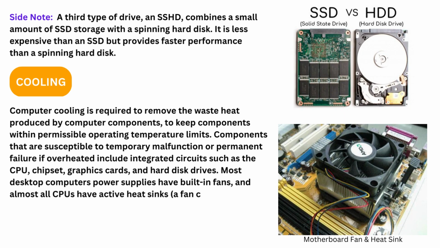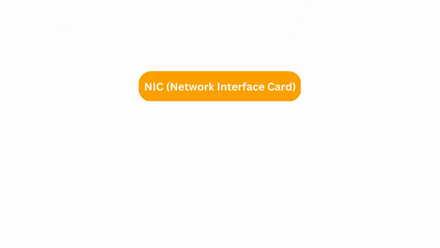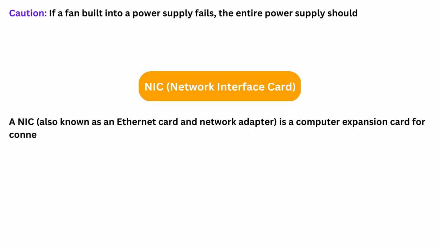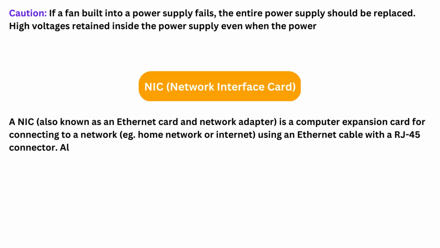Most desktop computers' power supplies have built-in fans, and almost all CPUs have active heat sinks, a fan combined with a fin cooler. Most systems should have additional fans installed to adequately cool the motherboard and the components connected to it. Caution: if a fan built into a power supply fails, the entire power supply should be replaced. High voltages retained inside the power supply even when the power is disconnected can injure or kill anyone who attempts to replace a power supply fan. However, active heat sinks and case fans can be replaced if they fail.